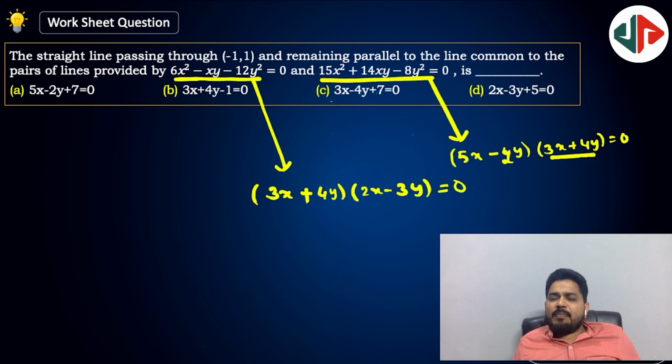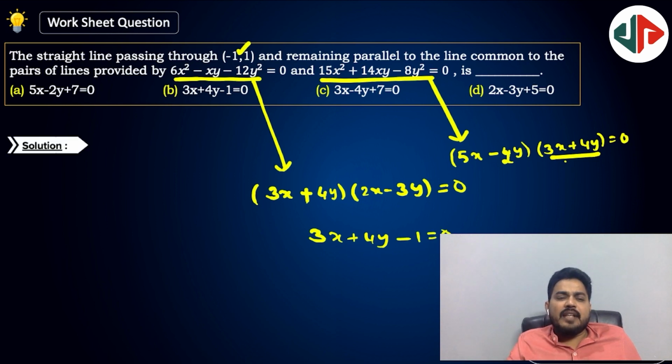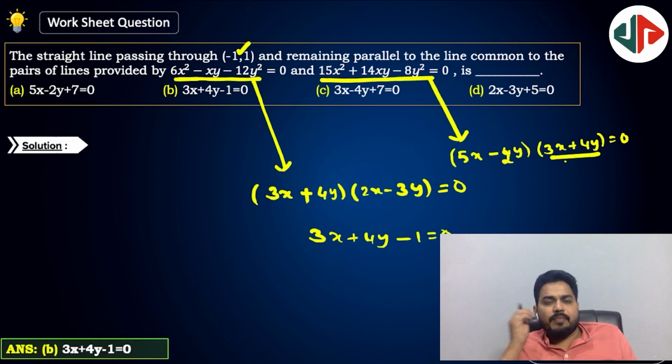So any line parallel to this one and passing through this, simply you can write 3x plus 4y, so minus 3 plus 4, so minus 1 is equal to 0. Answer should be equal to B. What is the answer? B is the right answer.